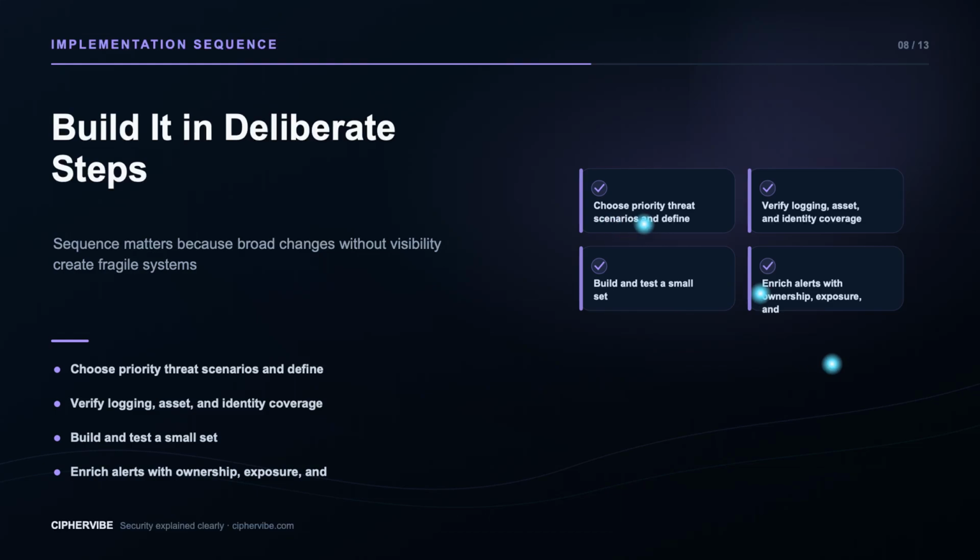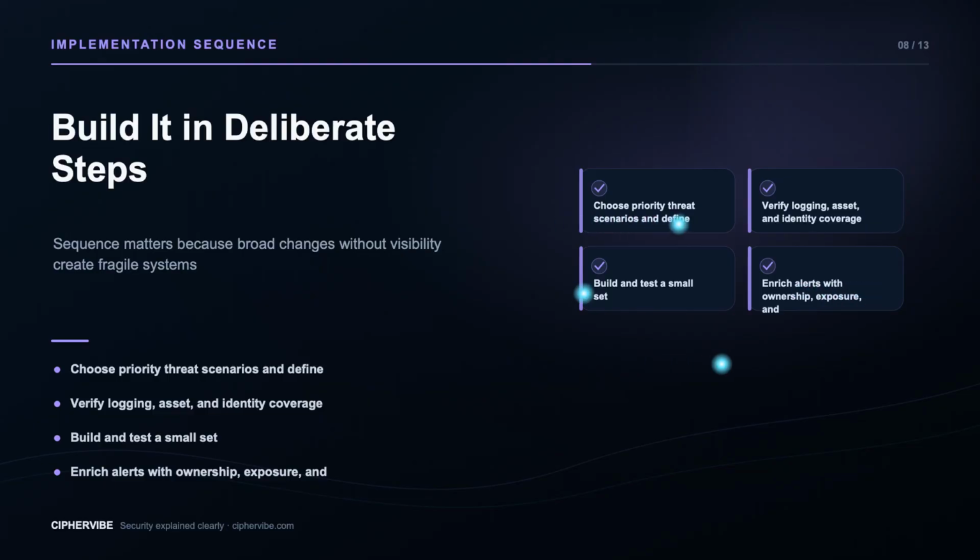Implement this layer in a sequence that preserves evidence and limits blast radius. First, choose priority threat scenarios and define required evidence. Second, verify logging, asset, and identity coverage for those scenarios. Third, build and test a small set of high-confidence detections. Fourth, enrich alerts with ownership, exposure, and data context. Fifth, measure triage quality and feed confirmed lessons into controls.